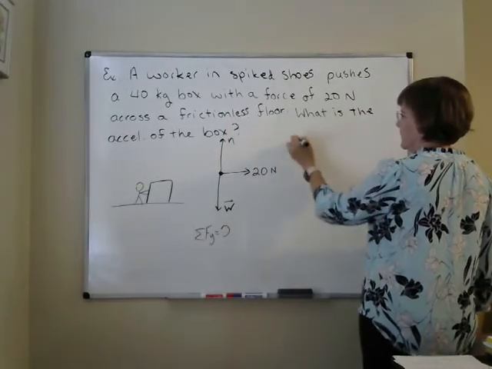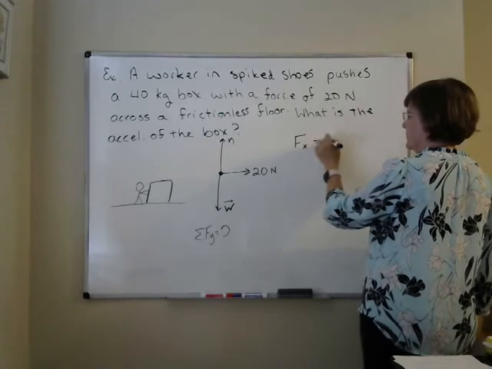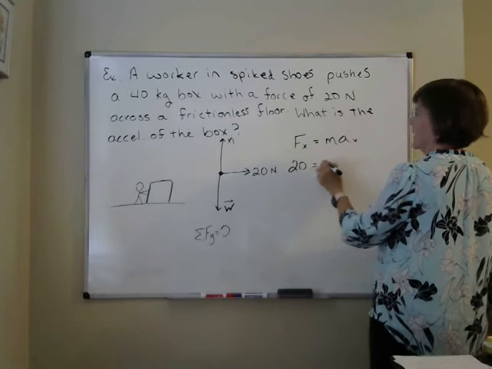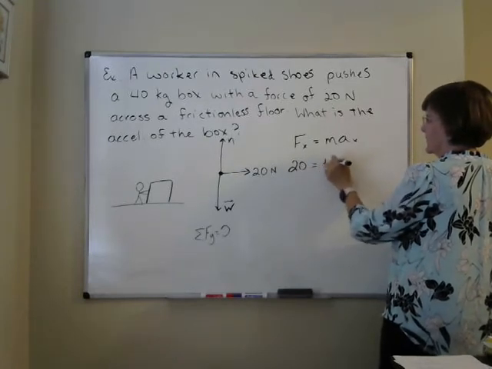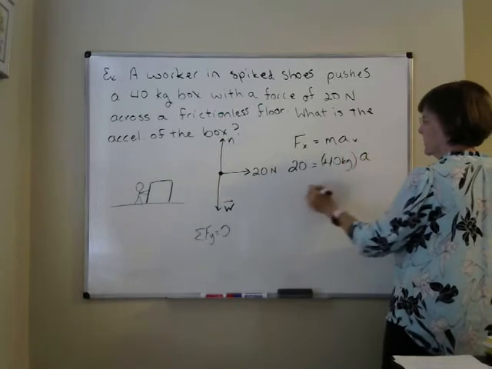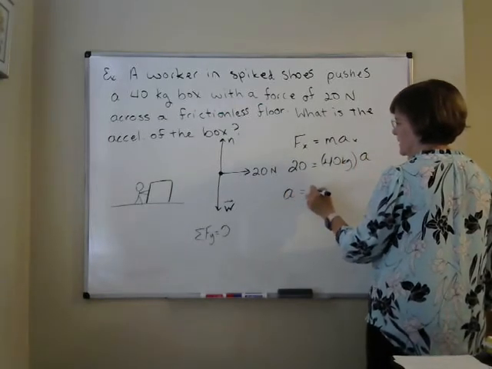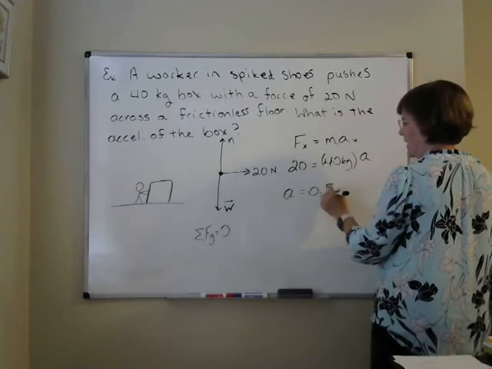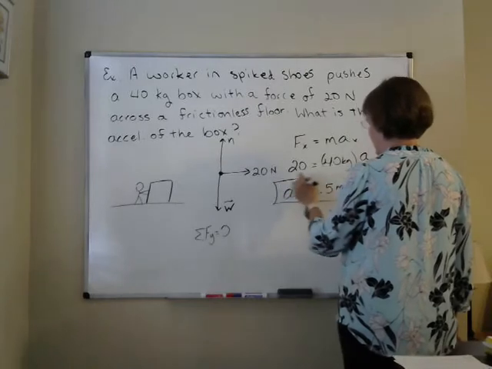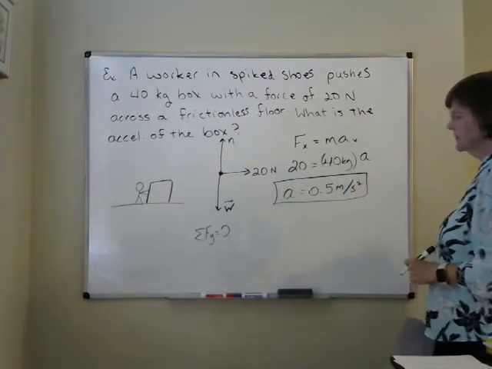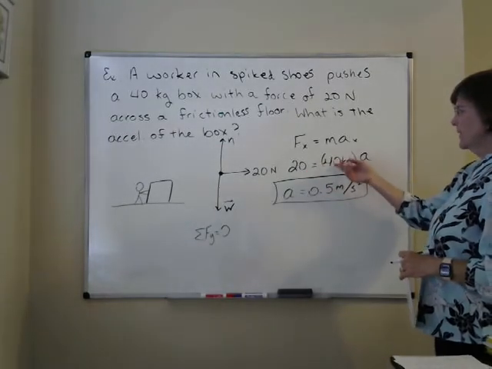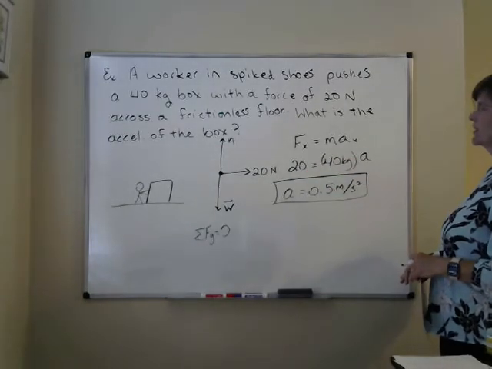But if we look at the forces in the x direction, there's a 20 newton force. I have a mass of 40 kilograms times the acceleration. So that's just going to be 0.5 meters per second squared. Piece of cake. F equals ma. We know the force, we know the mass, we can find the acceleration.